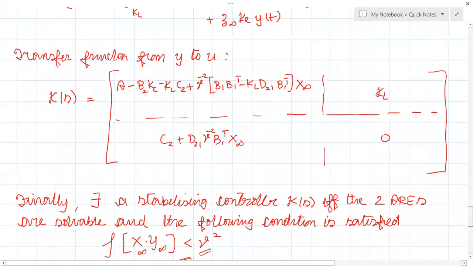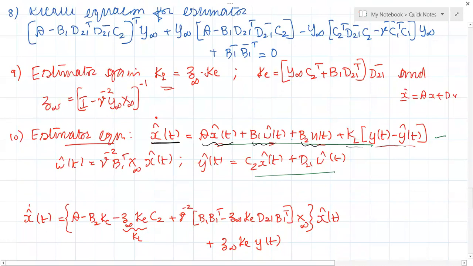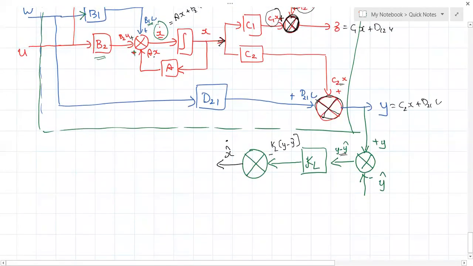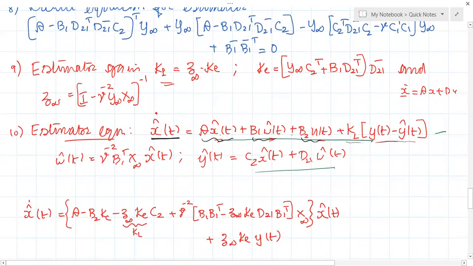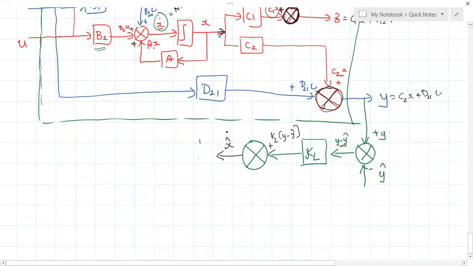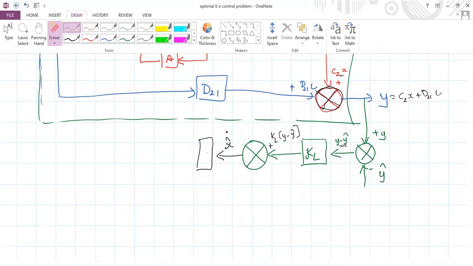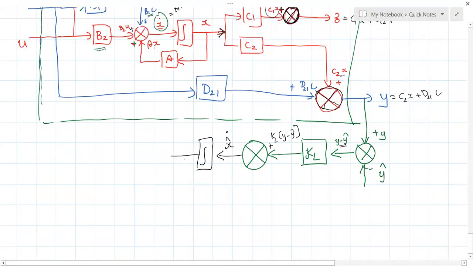What is X hat dot? X hat dot is KL into Y minus Y hat plus that part we did. So this is X hat dot, and there should be AX hat. That means it should pass through an integrator to get X hat. So this is an integrator. Sorry, we should add B2U. Yes, I'm coming, I'm doing it step by step. This is X hat.